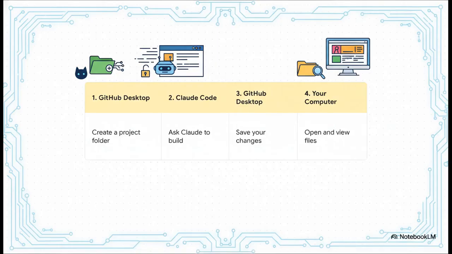And believe it or not, the whole thing boils down to just 4 super simple steps, using only 2 free tools. First, we'll use an app called GitHub Desktop to make a special folder for our project. Then, the fun part. We ask our AI assistant, Claude Code, to actually build the thing for us. After that, we pop back over to GitHub Desktop to save everything, and finally, we just open it up on our computer to see what we made. That's it. That's the whole loop.